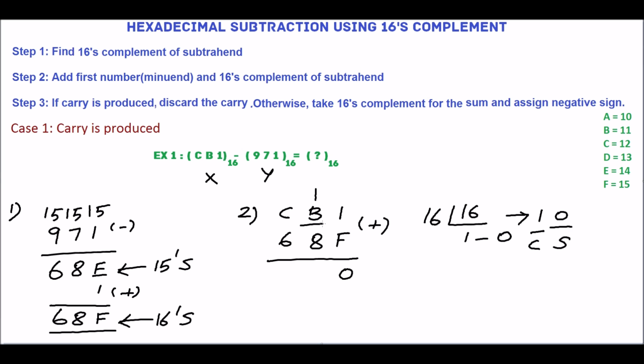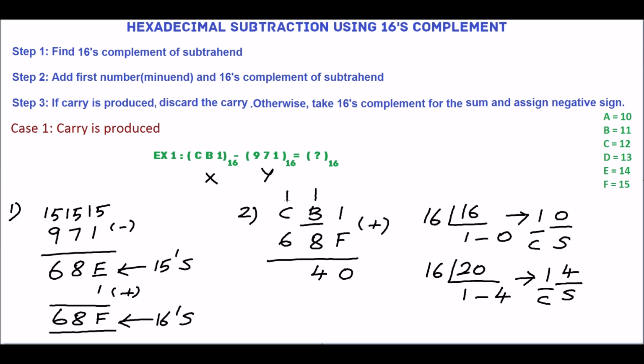B is equivalent of 11. 11 plus 1 is 12. 12 plus 8 is 20. 20 is not a hex number. We'll convert this. We'll divide this 20 by 16. Quotient is 1 and the remainder is 4. So the equivalent hexadecimal number is 14. In this, 4 is the sum and 1 is the carry. Write 4 here, carry 1.